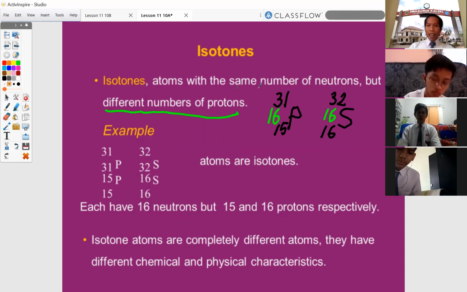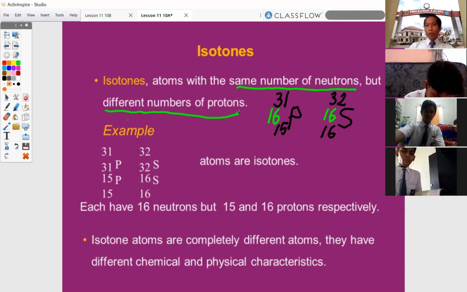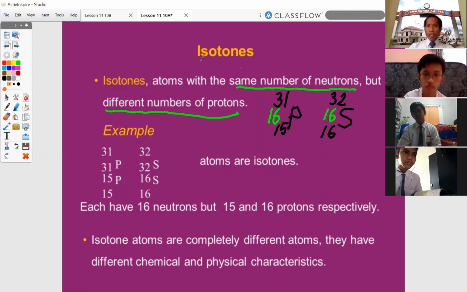Yes, they have the same number of neutrons but different numbers of protons. As you can see here, the numbers of protons are different. One of them is 15, one of them is 16, but the numbers of neutrons are equal. So if it is like this, we call that isotones. We call this kind of atoms isotones.